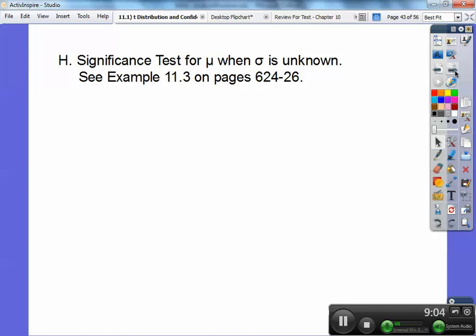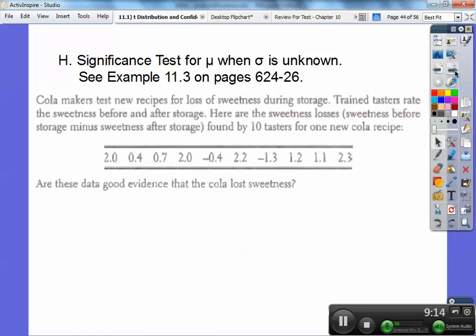All right, let's try one more. And this one I'll give to you pretty much, so you don't have to write as much down. Significance test for a population mean when your standard deviation is unknown. This is example 11.3. Cola makers test new recipes for loss of sweetness during storage. Trained testers rate the sweetness before and after storage.